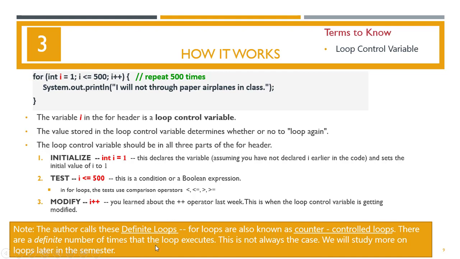I did want to note that the author calls these definite loops. I've never really seen that a lot. They're more commonly known as counter-controlled loops. Because what are we doing? We're counting to 500. I is a counter variable. There is a definite number of times that the loop executes. There are other types of loops. It's not always known ahead of time how many times you want to execute, so we'll talk about those types of loops in a few weeks.